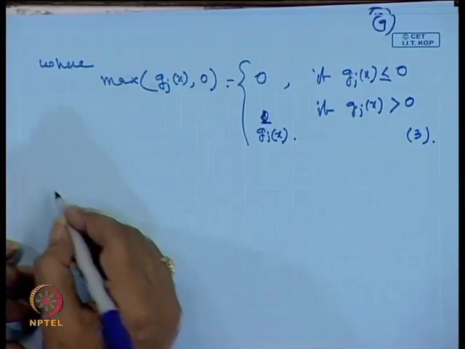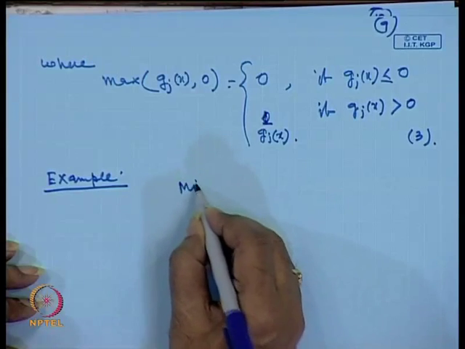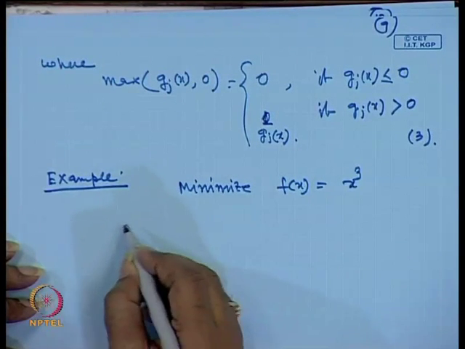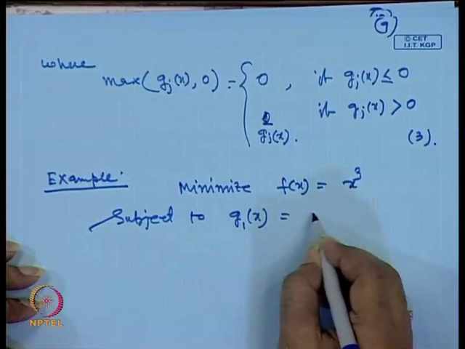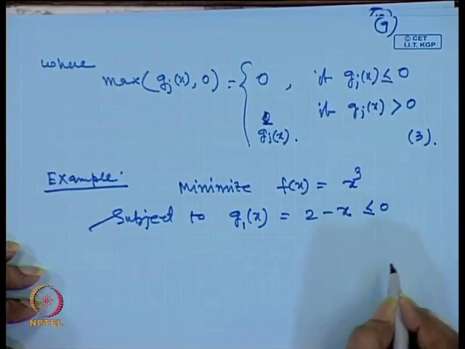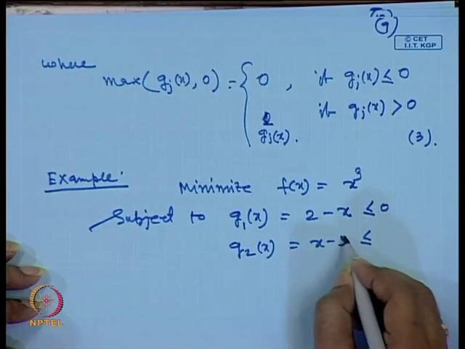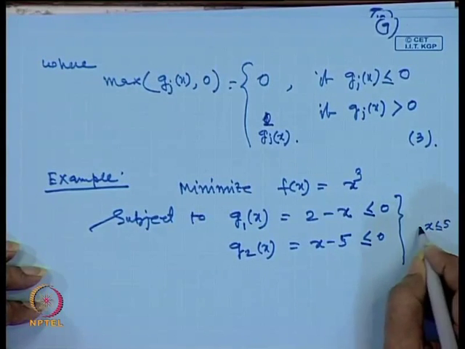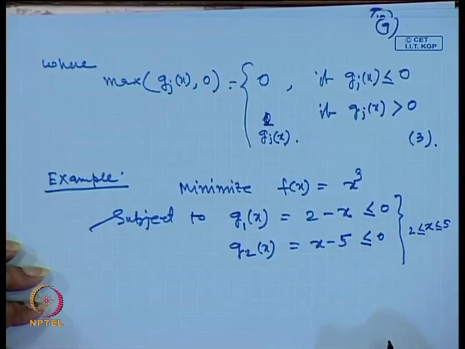We will explain this with an example. Let us call our problem: minimize f(x) is equal to x cube, subject to g_1(x) is equal to 2 minus x less than or equal to 0, and g_2(x) is x minus 5 less than or equal to 0. These two equations commonly are nothing but x lying between 2 and 5. If you bring the 2 here, 2 minus x is less than 0, and x minus 5 is less than 0. These two things I combine together.